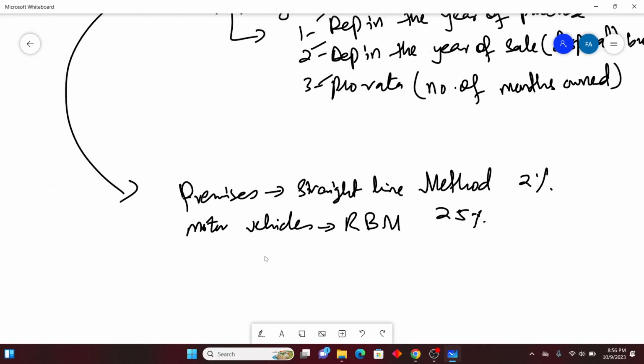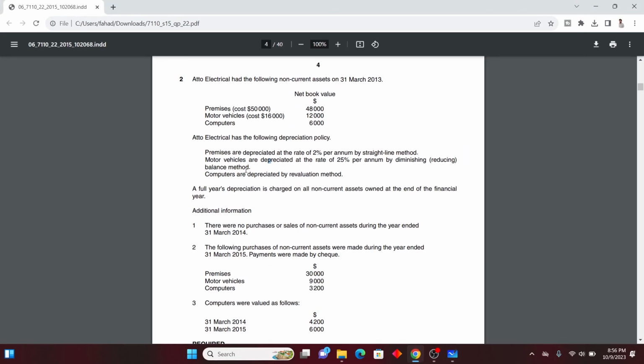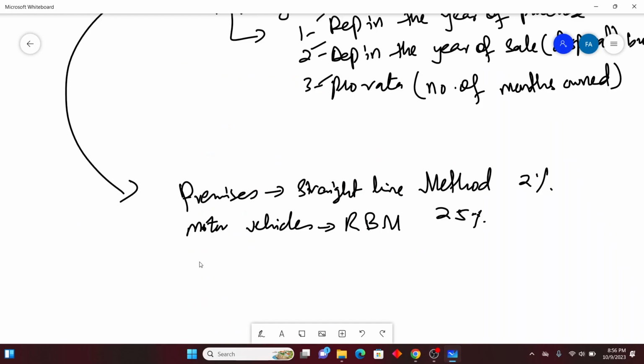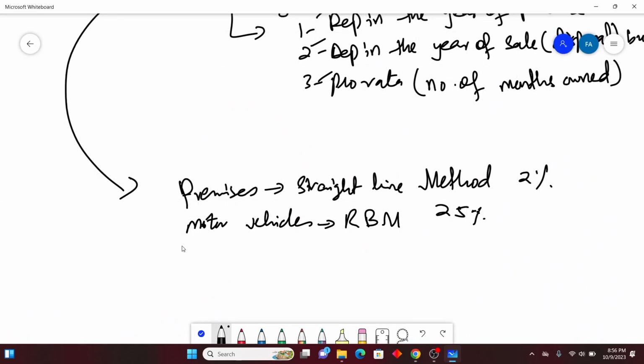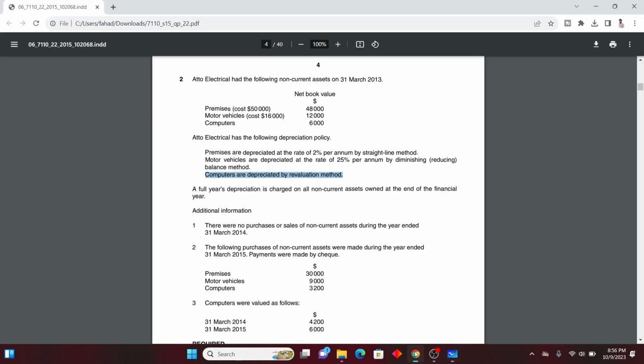And then we have another thing, which is computers, which is saying computers are depreciated by revaluation method. So I'll just write it down over here. Sorry, I forgot to write it down with a pen. Computers are depreciated with revaluation method. Okay. Revaluation method, we don't need any percentage at all. So that's why no percentage is given in the question.